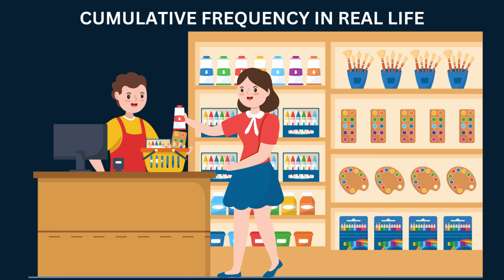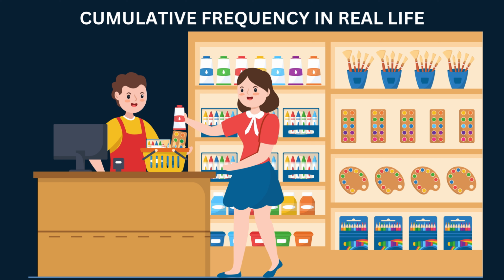Example of cumulative frequency in real life. Let's say a store tracks the number of items each customer buys. By calculating cumulative frequency, they can see how many customers bought up to a certain number of items, helping them understand typical purchase quantities. If they find that 90% of customers buy up to 5 items, they can use this insight for inventory and marketing decisions.